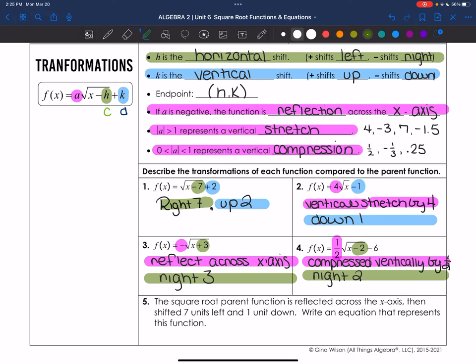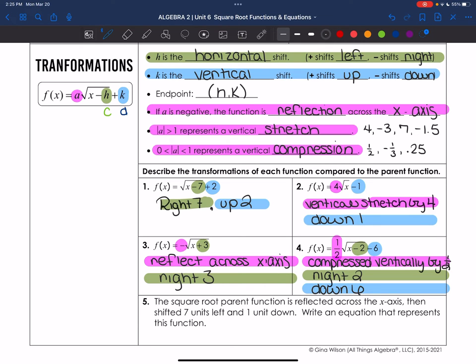And then last but not least, we have this 6, this -6 at the end. What is that going to do? What kind of transformation is that going to result in? That's going to take it down 6 units.